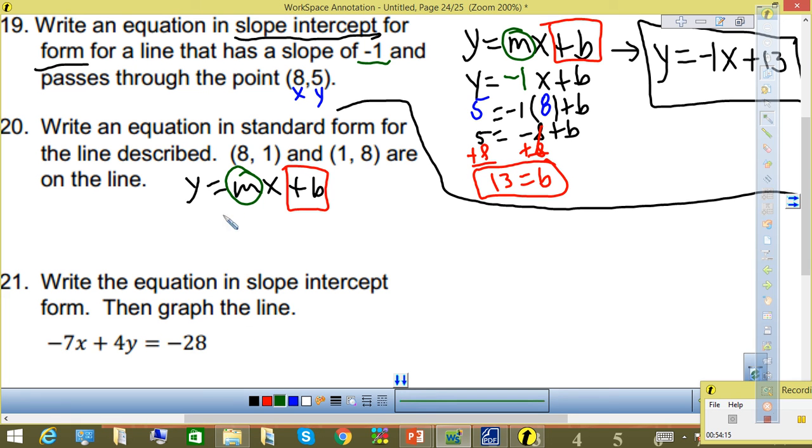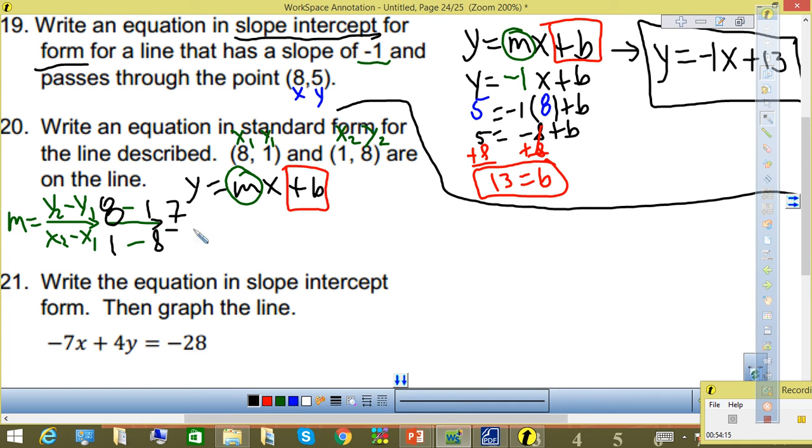So for the slope, how do we get the slope of a line if they give us 2 points? We write m equals y sub 2 minus y sub 1 over x sub 2 minus x sub 1. We label this x sub 1, y sub 1, x sub 2, y sub 2. So let me substitute values. This becomes 8 and 1. This is 1 and 8. Therefore, this is 7 over negative 7, which becomes m equals negative 1 over 1. For the purpose of substituting into the equation, I'm just going to leave it as negative 1.